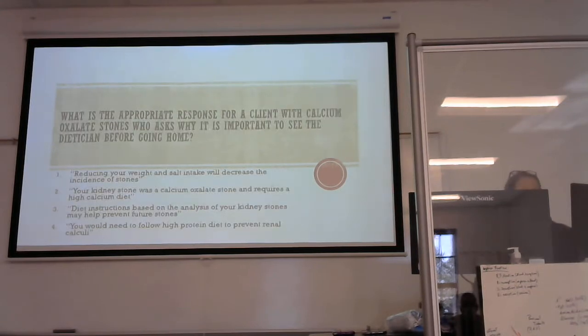So I'd have to find it out. Alrighty, Samantha, what is the appropriate response? Now we've got a calcium stone, and I want to know why I need to talk to a dietitian. Put what? I put three. That's what I got. She put three. All right. Anybody get anything else? You all like three. Awesome. That's correct. Diet instructions based on the analysis of your kidney stones may help prevent future stones. So we know we had some things we could do for calcium, right?